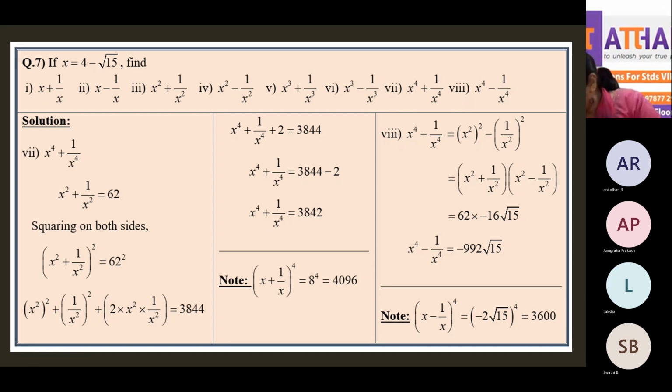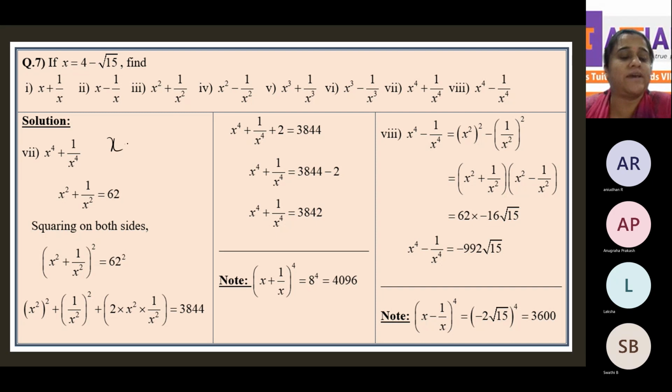Ma'am, I have a doubt in the fourth question. Yes. Fourth question meaning fourth subdivision? Yes, ma'am. Tell me. Ma'am, can we write x squared minus 1 by x squared as x minus 1 by x the whole square? Come again. No. How can you see here?